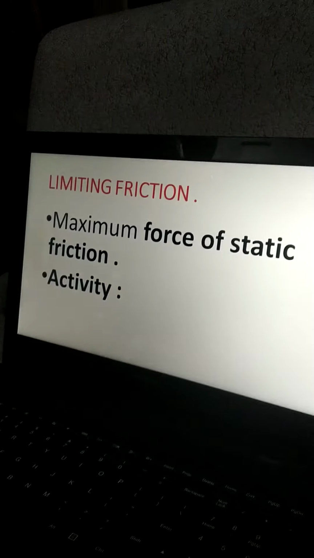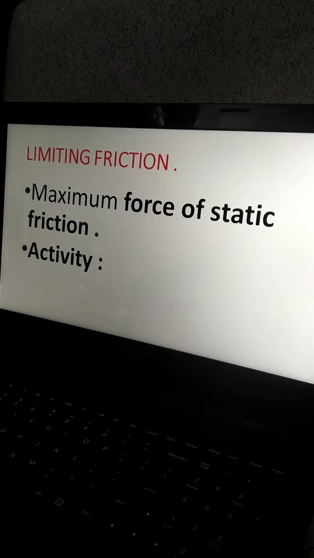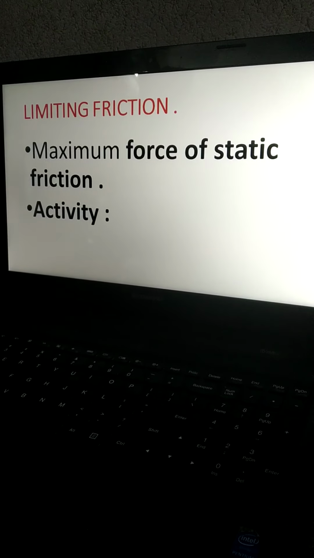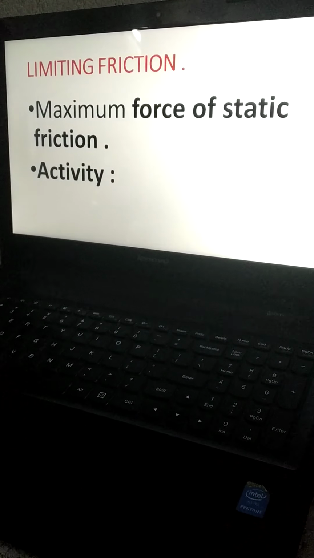Okay. Now, what was another important one? The limiting friction. What is limiting friction? Just see. The maximum force of static friction is called limiting friction. Okay? Come back. For that I even gave you an activity, and so many of you were brilliant.